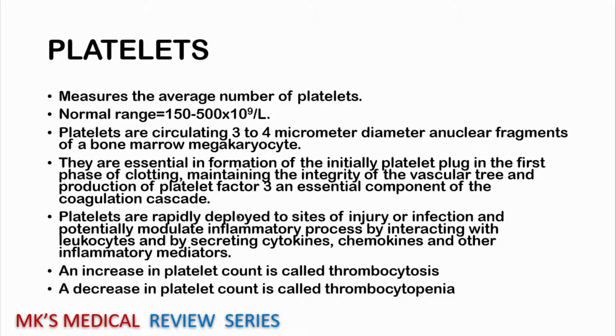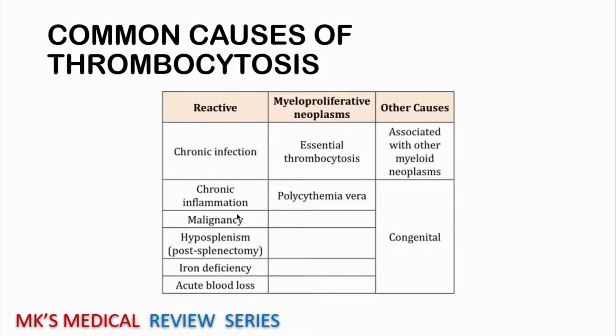So if you get an increase in the platelet count, you refer to this as thrombocytosis. If you get a decrease in the platelet count, you refer to this as thrombocytopenia. And notice, if you have a decrease in the platelet count, a decrease in the white blood cell count, and a decrease in the red blood cell count, you refer to that as pancytopenia.